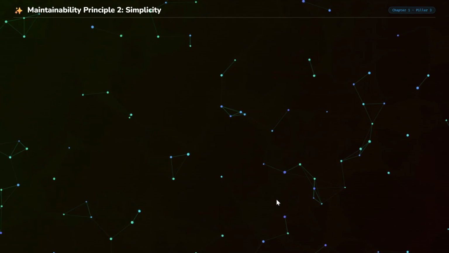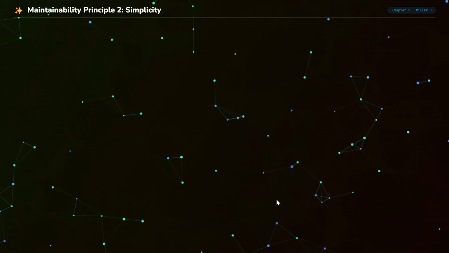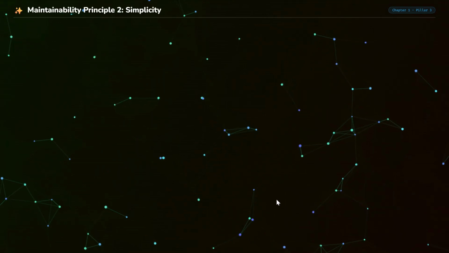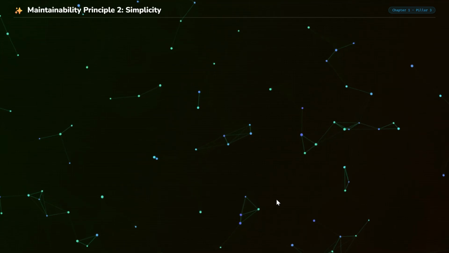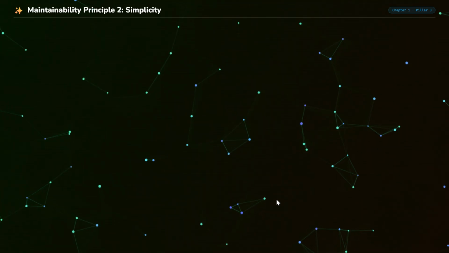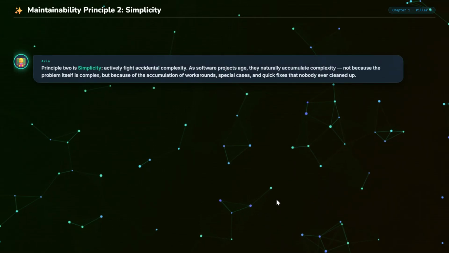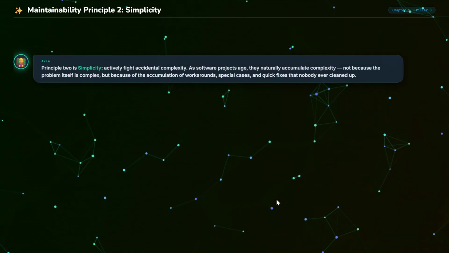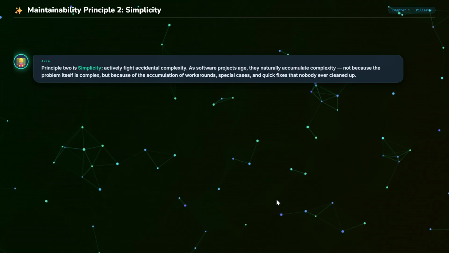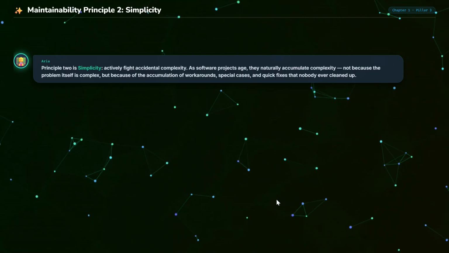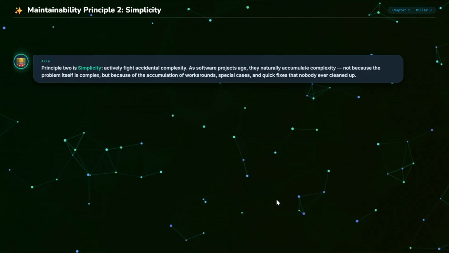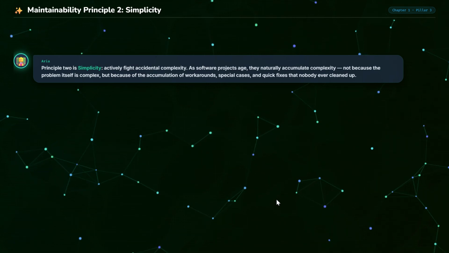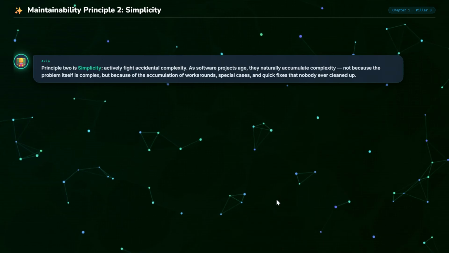Maintainability Principle 2. Simplicity. The active, deliberate fight against accidental complexity. Principle 2 is simplicity specifically. Actively fighting accidental complexity. As software projects grow and age, they naturally accumulate complexity that was never inherent to the problem they were solving. This is called accidental complexity.